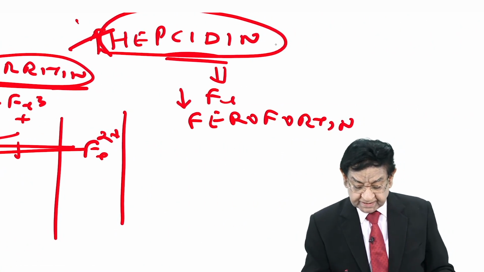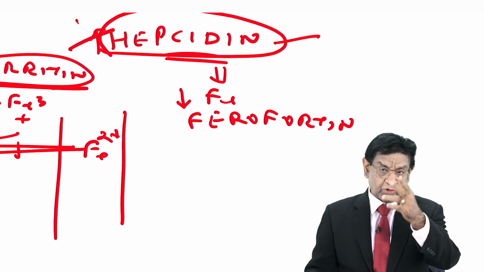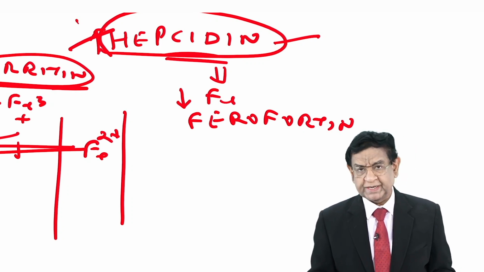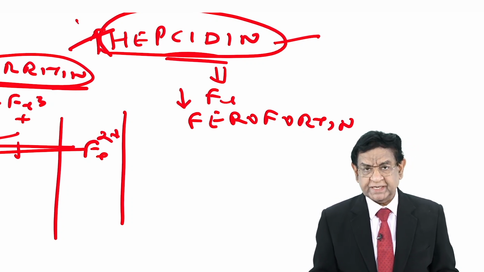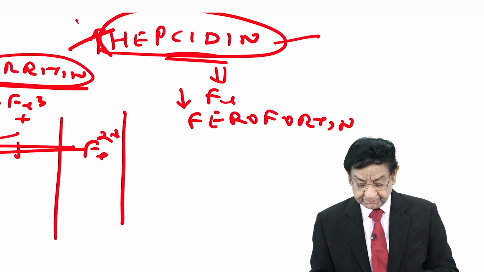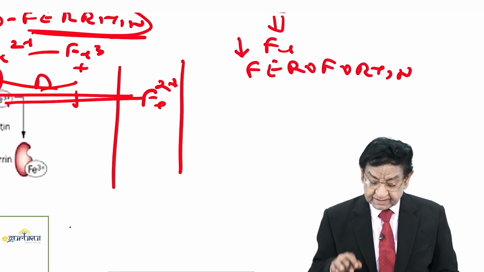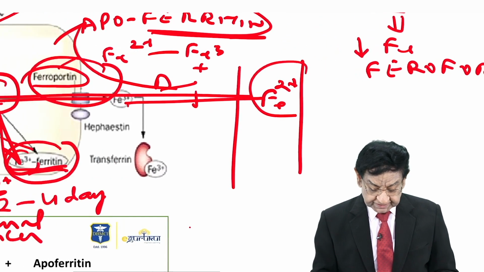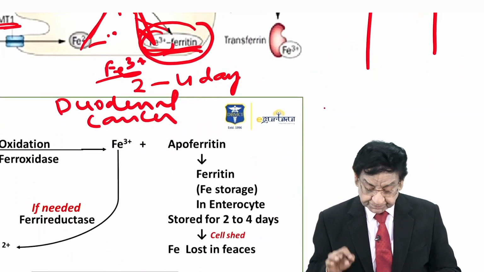And hepcidin, the one molecule, point to be noted. So what you have to remember: hepcidin acts on which molecule? Ferroportin. What is the function of hepcidin? Reduce iron absorption. Well, now iron has come into the blood vessel in the form of ferrous. Now let us see what happened.